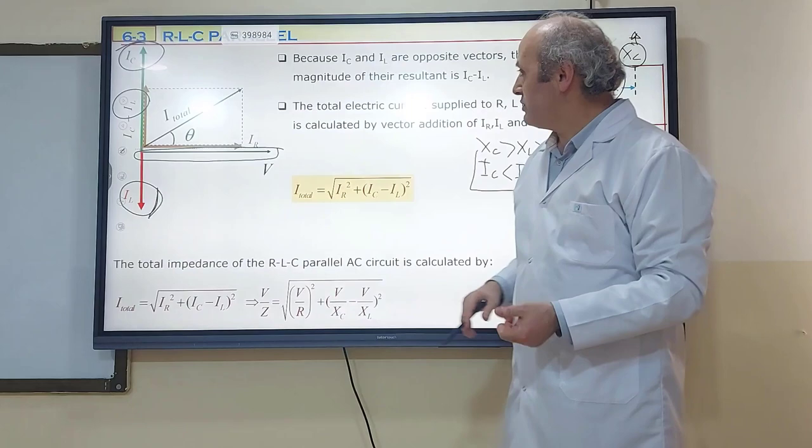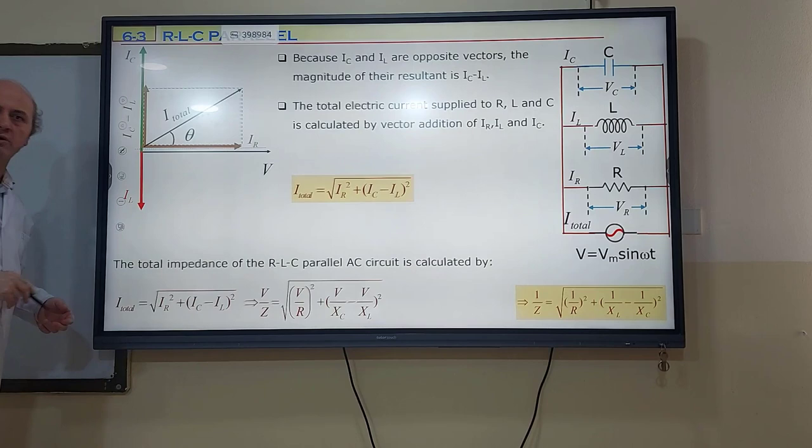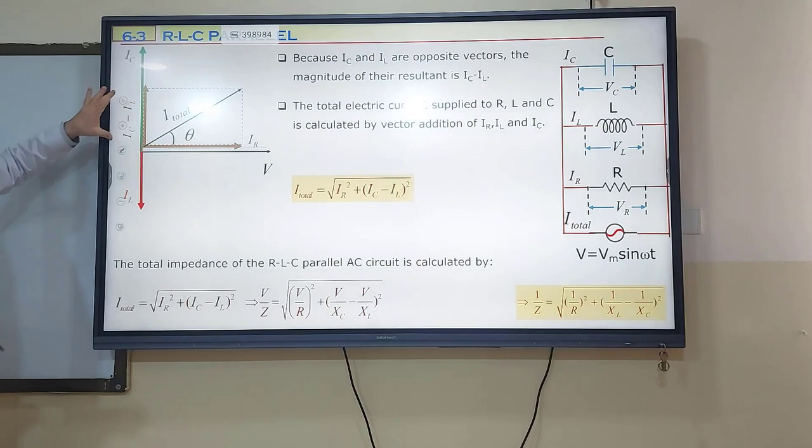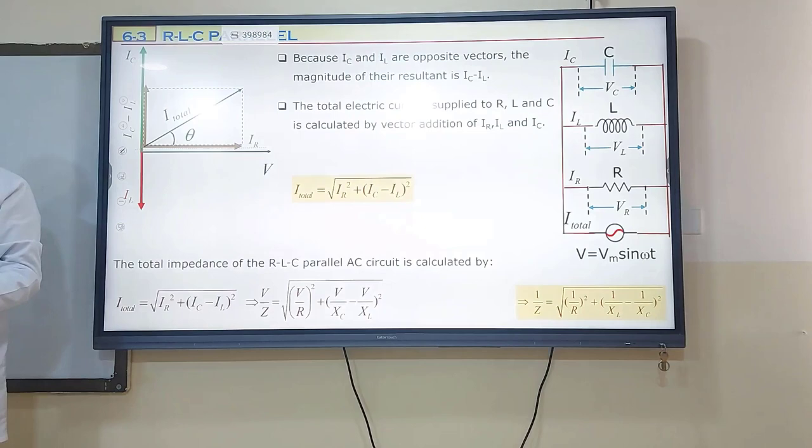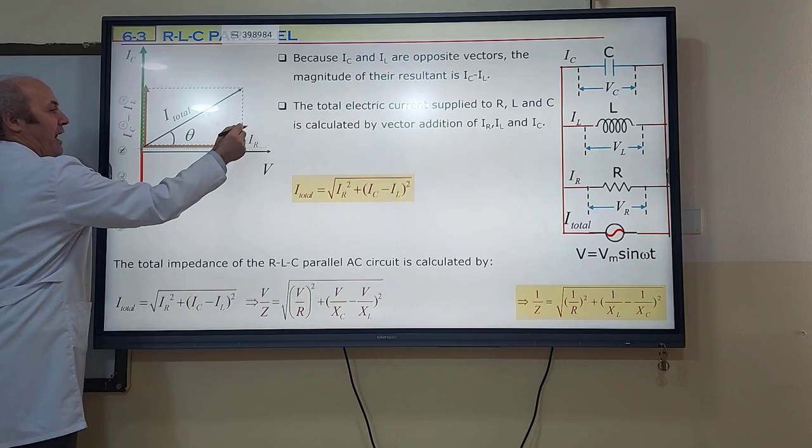If I want to calculate the total current, I have to use vector addition. How? Opposite vectors are subtracted. I will subtract IC and IL. IC minus IL is going to be the sum of them. IR is horizontal. Again, we are going to use Pythagoras to find the total electric current, which is going to be I equals the square root of IR squared plus (IC minus IL) squared.